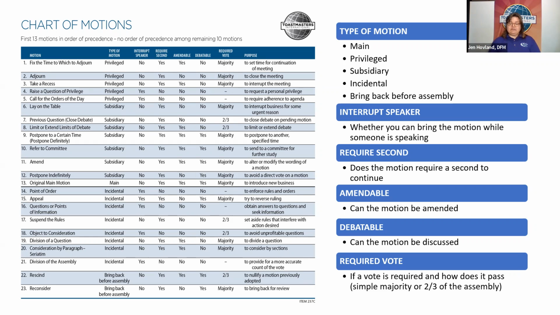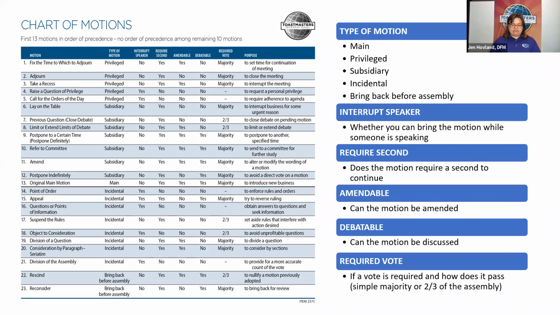The motions that bring the question back to the assembly: you could rescind a motion that was previously adopted. So you could bring it back and say, okay, we originally adopted this, but we want to change it. You bring it back to the assembly so that maybe you can amend it or discuss it more. That's one way to do it.